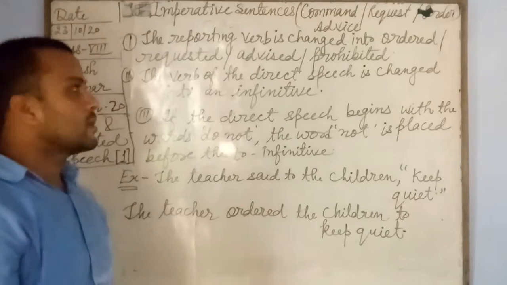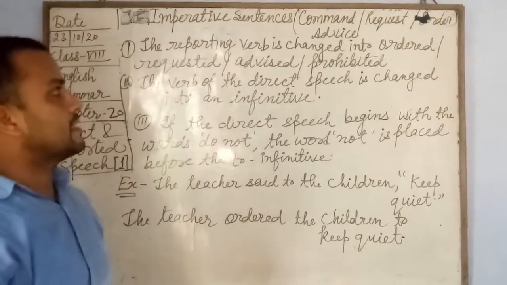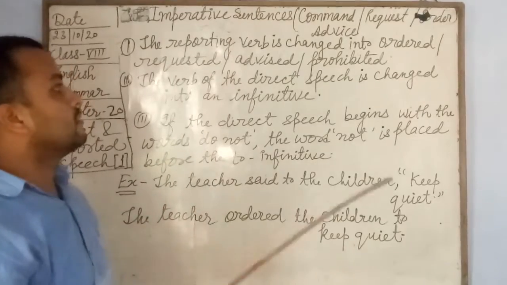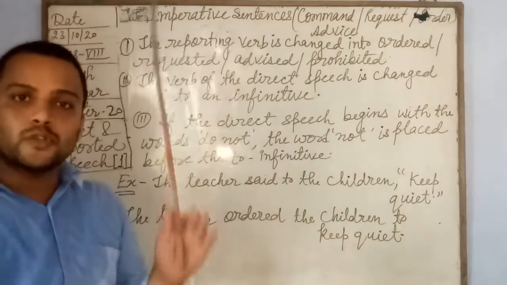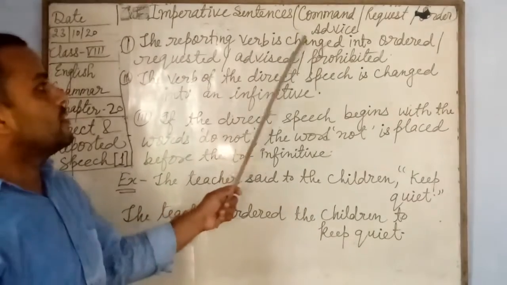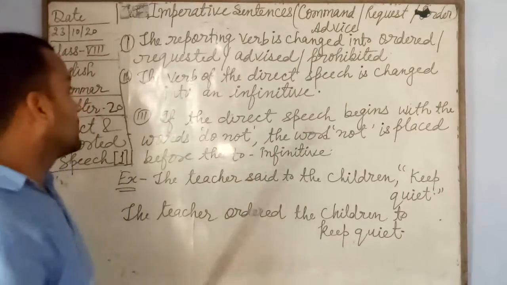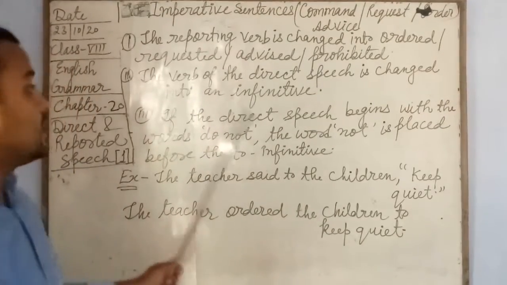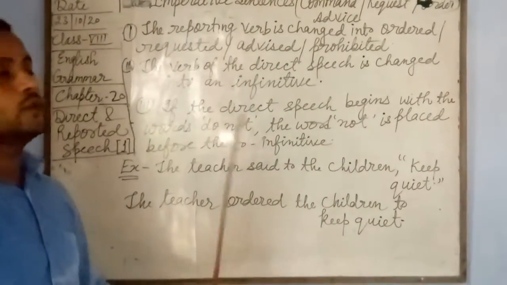Okay students, now see the indirect speech of imperative sentences: command, request, order, advice. According to the sense of reported speech, the reporting verb is changed into ordered, requested, advised, prohibited, commanded. The verb of the direct speech is changed into an infinitive. If the direct speech begins with the words "do not", the word "not" is placed before the "to" infinitive.